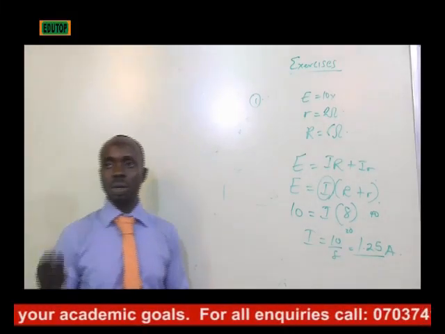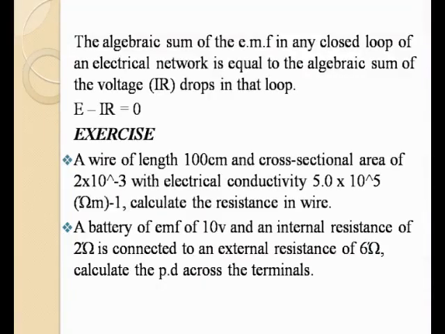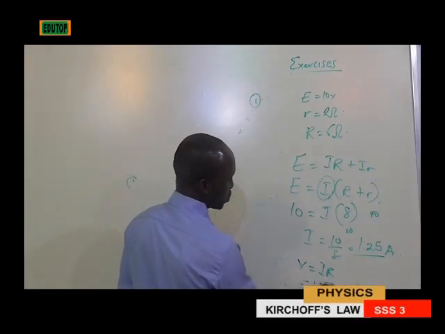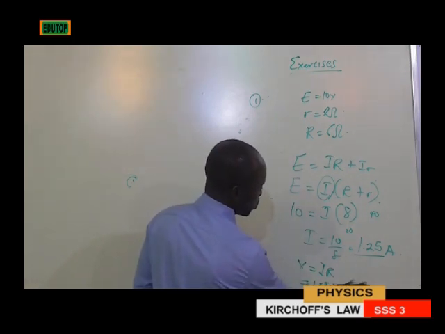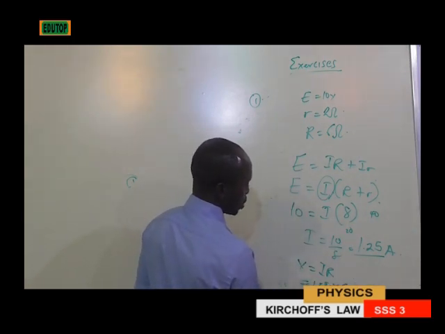You are asked to calculate the potential difference across the cell. So you just say V equals IR. Your current is 1.25, so you just multiply it with your resistance, which is 6. So from there you'll be able to have 6 times 5, 33.